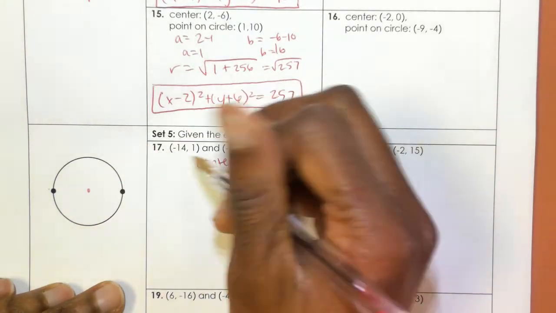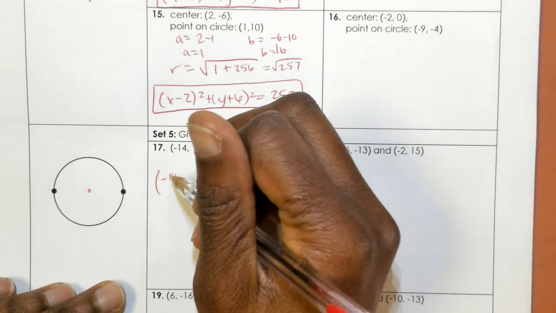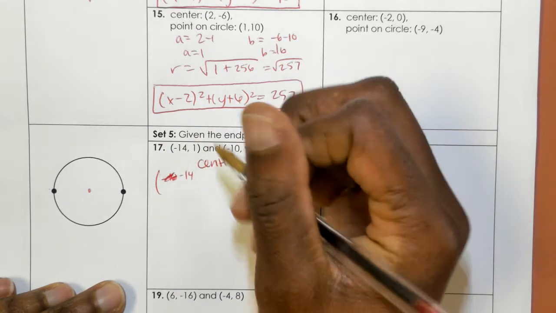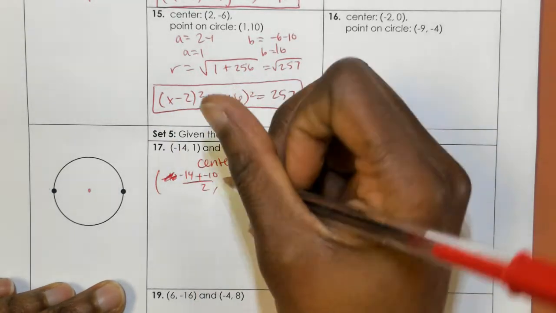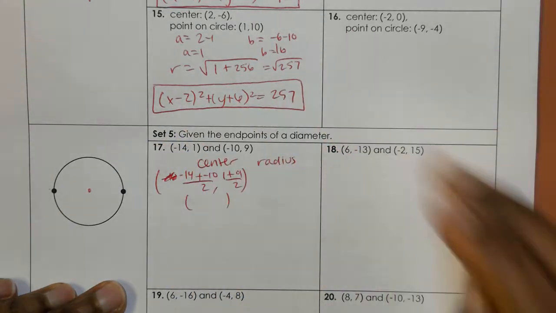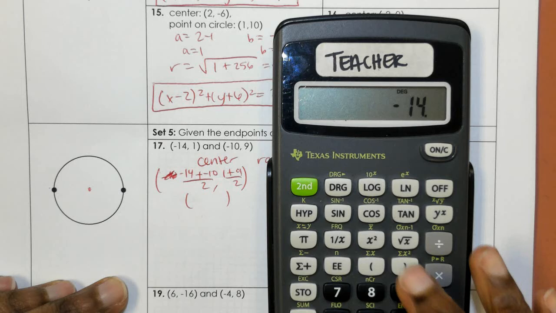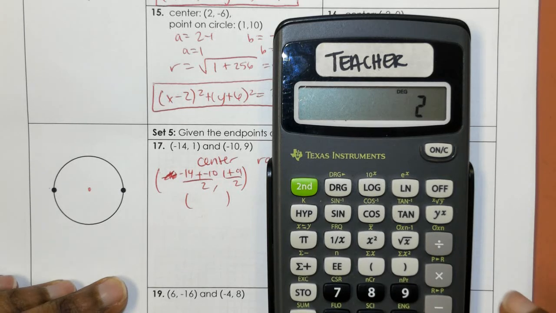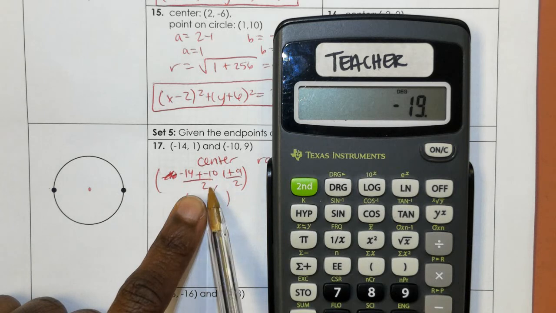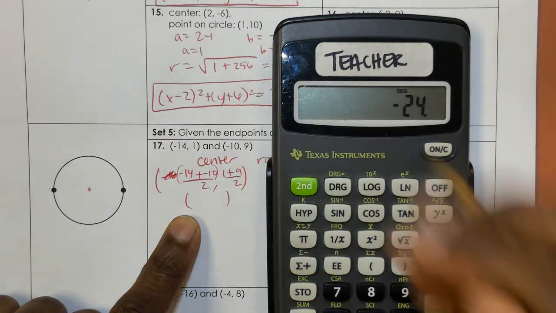So if we do the midpoint, the middle of these two is going to be negative 14 plus negative 10 divided by 2, and 1 plus 9 divided by 2. On your calculator, if you type in negative 14 plus negative 10 and divide by 2, you're going to get the wrong answer because of order of operations, and it's only dividing the 10 by 2. So what you want to do is type in negative 14 plus negative 10 equals, so really this is in parentheses, and then you can divide by 2.